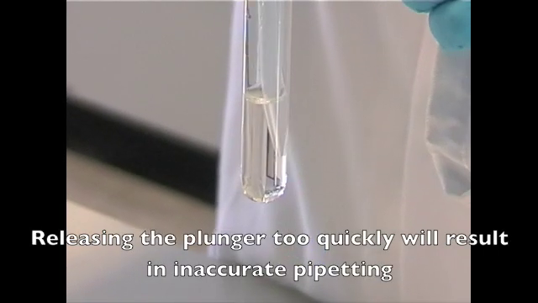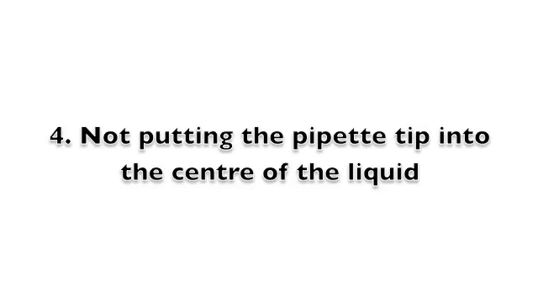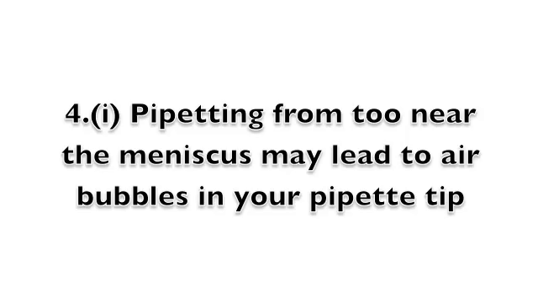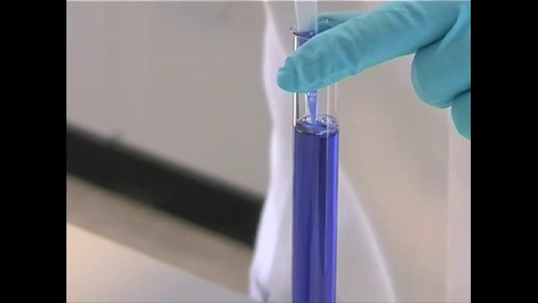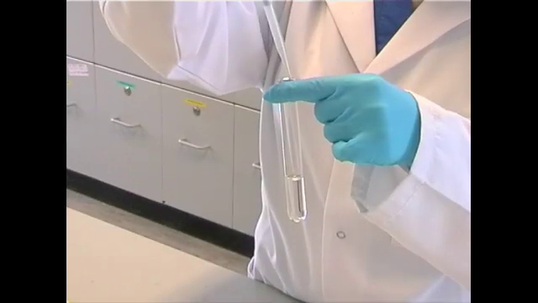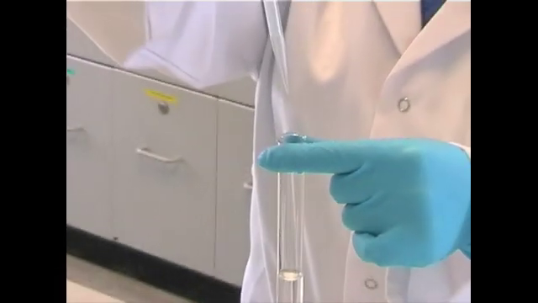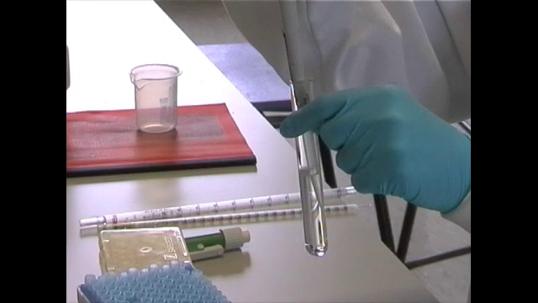Releasing the plunger too quickly will result in inaccurate pipetting and may cause liquid to be drawn into the barrel of the pipette, which may then have to be repaired. Not putting the pipette tip into the center of the liquid may result in errors in pipetting. Specifically, pipetting from too near the meniscus may lead to air bubbles in your pipette tip, as shown here, while pipetting from too near the bottom of your test tube may lead to a non-homogeneous sample of the liquid. To ensure accurate pipetting, position the tip towards the center of the test tube and release the plunger slowly.